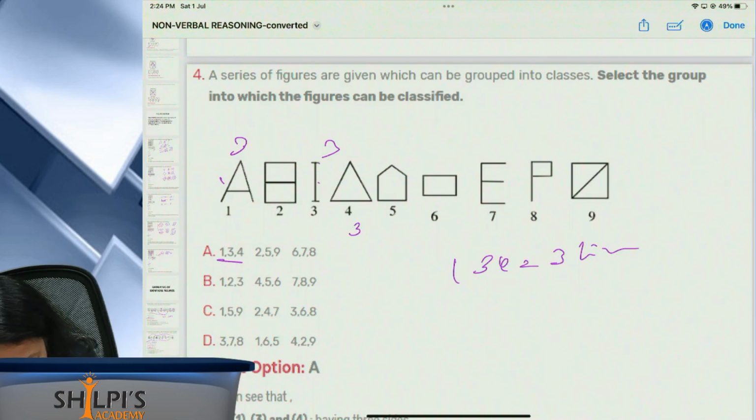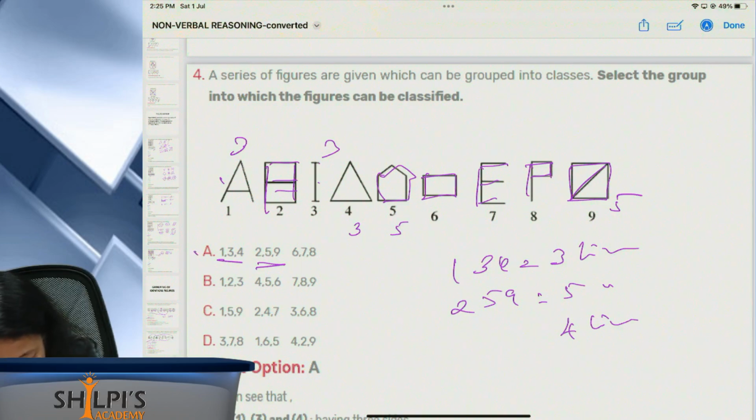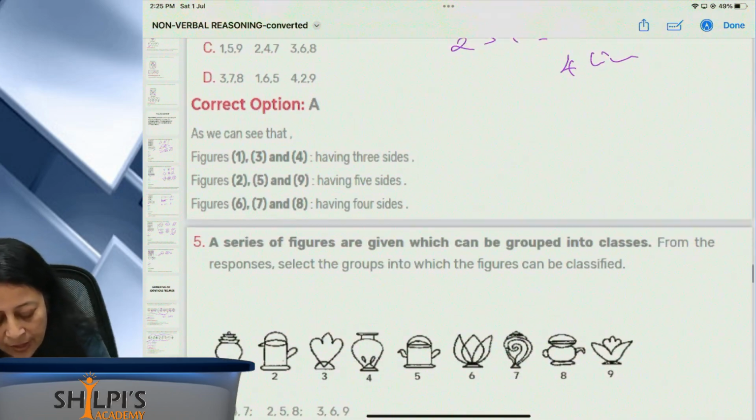Then let's go for 5. It has got 1, 2, 3, 4, 5 lines. Then again 1, 2, 3, 4, 5. So 2, 5, 9 go for the 5 lines. Then you have 6. It has 1, 2, 3, 4. The others also have 1, 2, 3, 4. So all these have 4 lines. So the option is A, where you have 1, 3, 4, 2, 5, 9 and 6, 7, 8. Okay.